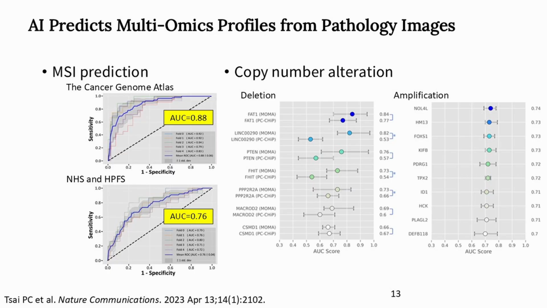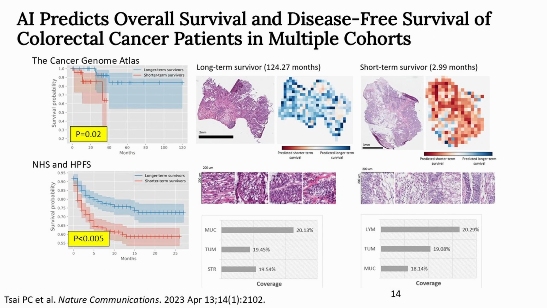For the microsatellite instability prediction, we show that by just looking at the standard H&E slide without resorting to IHC or molecular testing, we have an area under the curve of more than 88% in the TCGA dataset. And we further validated the same approach in our in-house dataset, showing that we can extract additional information from H&E stain that may be useful in predicting their response to immune checkpoint blockade. In addition, we are able to predict a series of copy number alterations, including deletions and amplifications in clinically important genes. We've been successful in predicting the overall survival and disease-free survival for colorectal cancer patients as well.